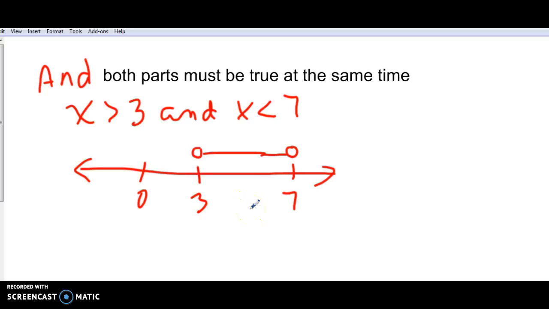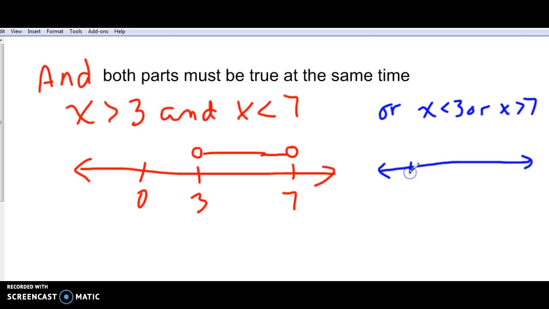If I have an or, let's pick a new color, let's do blue. If I have an or, x is less than 3 or x is greater than 7, this means that the answer is if either one of these is true. They don't have to both be true. So if x is less than 3, it's true. So all the points along this line are true. Or if x is greater than 7, all of these points over here also make the inequality true.